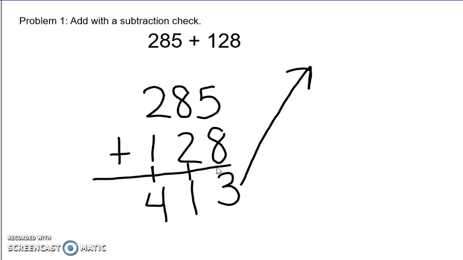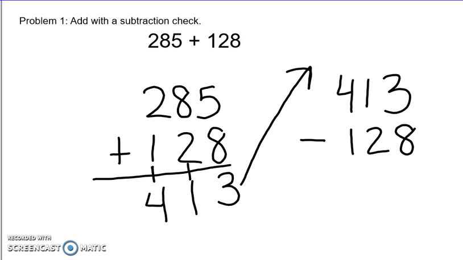So, I'm going to place an arrow and I'm going to bring 413 to the top, put a subtraction sign, and then I'm going to add my other part, which is 128, and put my equal sign. Now I'm going to subtract, starting with my ones. 3 minus 8. Well, I can't do 3 minus 8. 3 is smaller than 8. So I go next door to the tens, cross out the 1, and it becomes a 0. I'm taking 1 away from it. Place a 1 in front of the 3 to make a 13. Now I can subtract 13 minus 8. 13 minus 8 is 5.